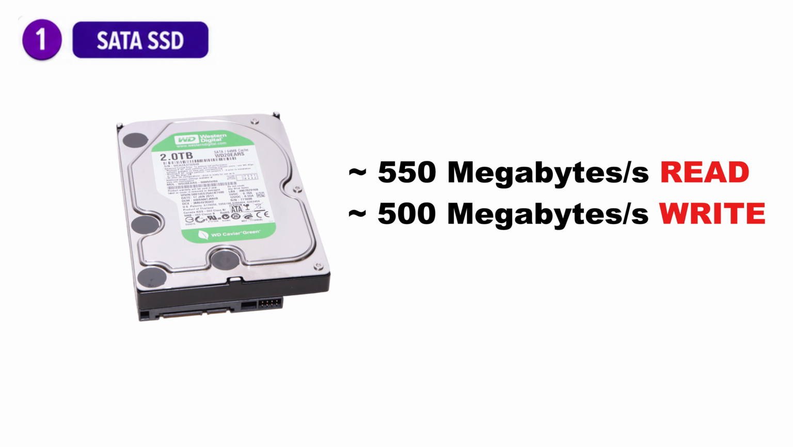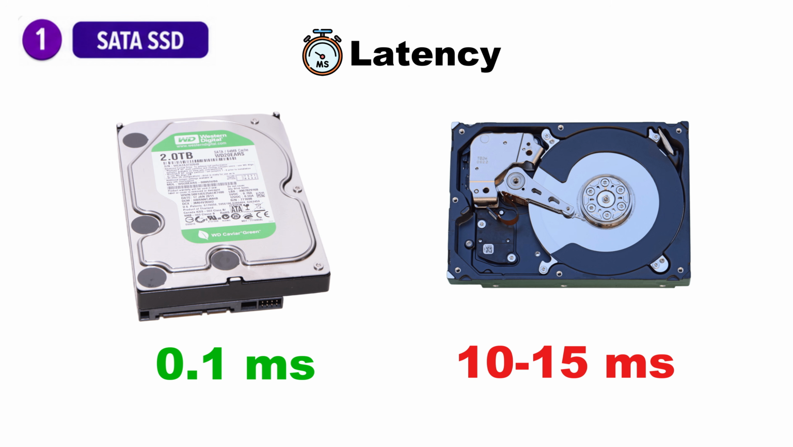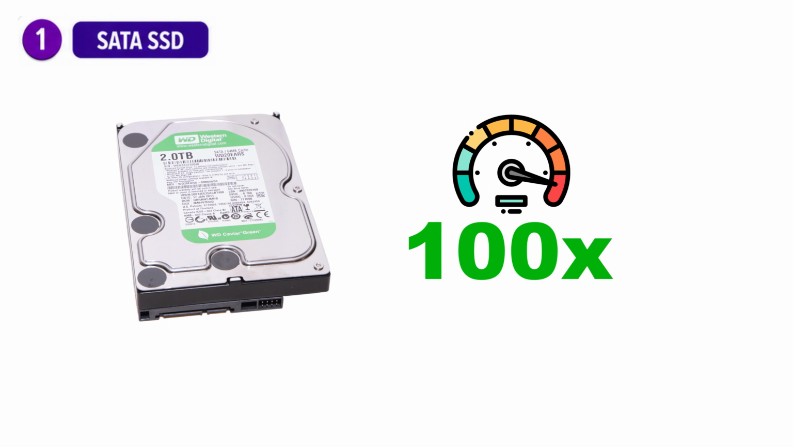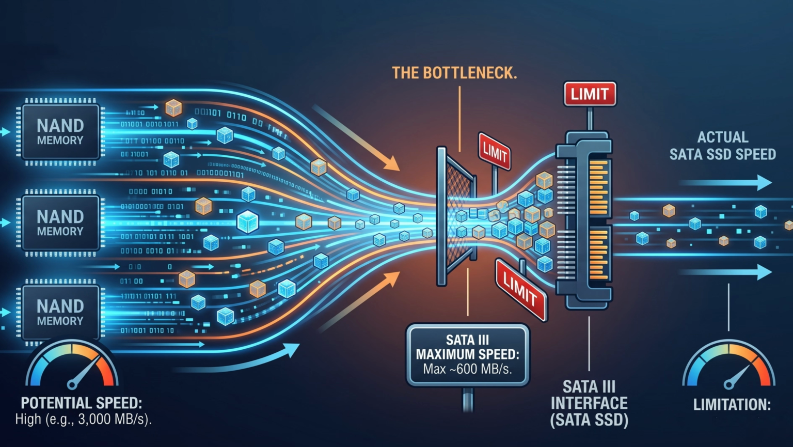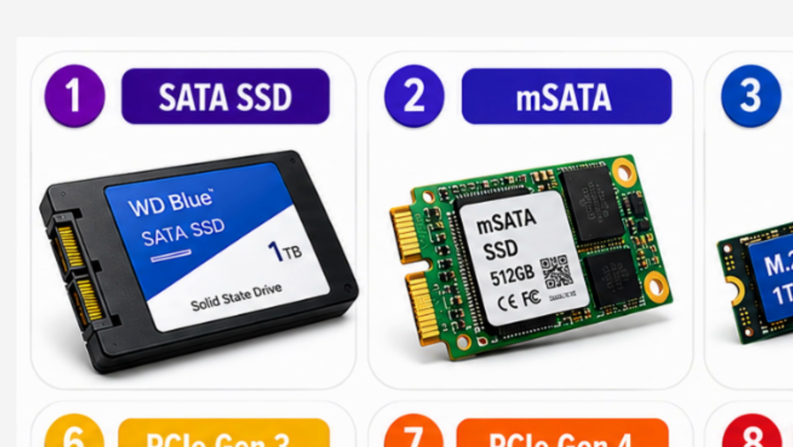The random access latency typically falls below 0.1 milliseconds, in contrast to the 10 to 15 milliseconds found in standard hard drives. Consequently, a SATA SSD can feel over 100 times more responsive than a hard drive, despite the actual speed difference being only around 5 to 6 times. Interestingly, most SATA SSDs are often limited by the interface rather than the flash memory itself. It's akin to having a race car hindered by a tractor, resulting in a performance bottleneck.